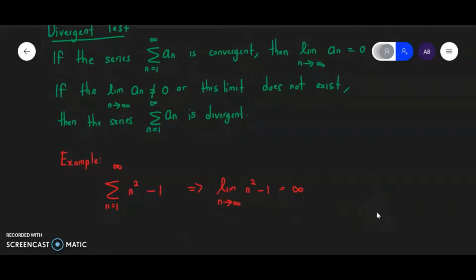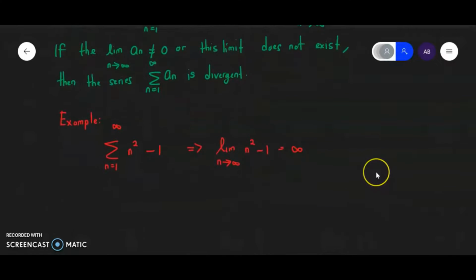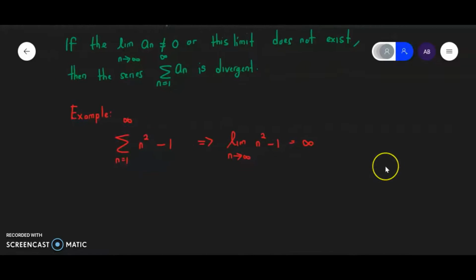So you directly apply the divergent test, and if the divergent test fails, it means the limit you get equals 0. Okay, so that's all for telescoping series.